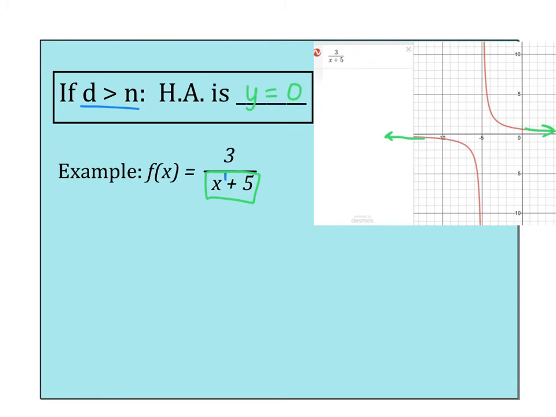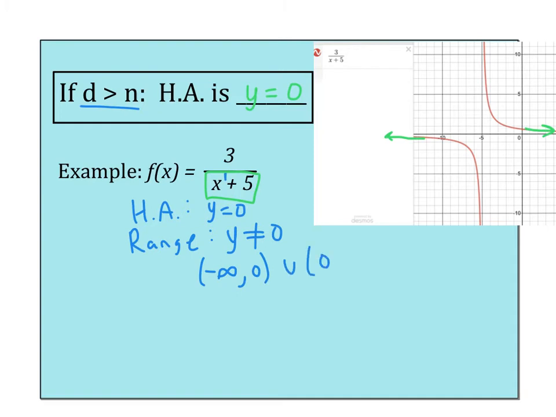Okay, and what that means for us is that the range then, let's first write, the horizontal asymptote, because of the degrees, is y equals 0. That means the range is all y values except 0. And if you were writing that in interval notation, you would say it goes from negative infinity up to 0, not including 0, union 0, again not including 0, to infinity. Remember the parentheses mean that 0 is not included. Okay, so that's the horizontal asymptote and the range.